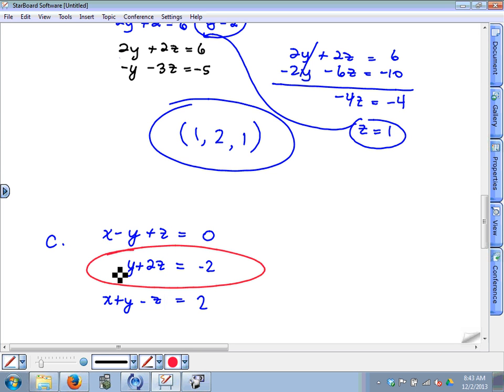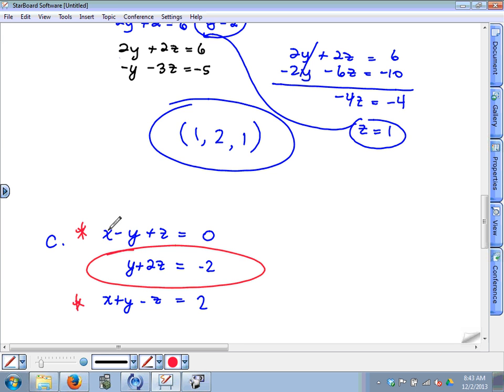In this equation that I've circled, what variable is gone? X is already gone. So my suggestion would be to take the top one and the bottom one, eliminate X, and then combine whatever you get with the middle equation. Because if you eliminate X from the top and the bottom, what variables are going to be left? Y and Z. So combine that result with what's already here with this middle equation. You've just saved yourself one whole step.